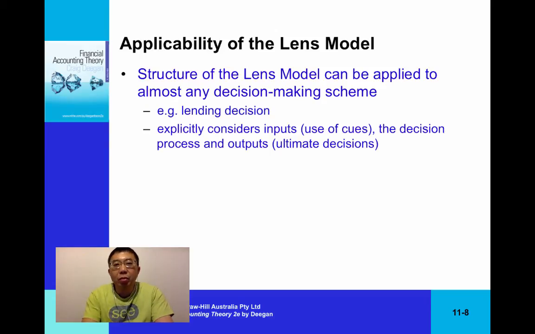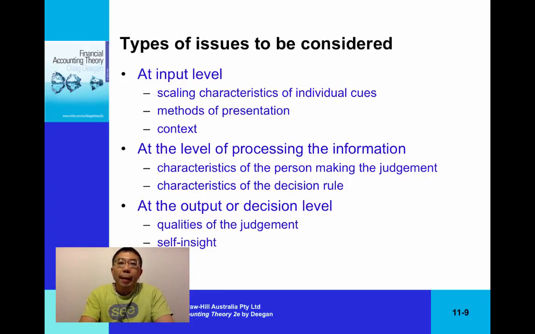So what you need to do in a lens model like this is you explicitly consider what are some of the cues that you're using, what is the decision process, and what is the goal that you want to achieve. So when you do behavioral accounting research like this, you have to think through the entire decision process. Decision making is a process, so some of the things that you would want to consider are at various levels in this process.